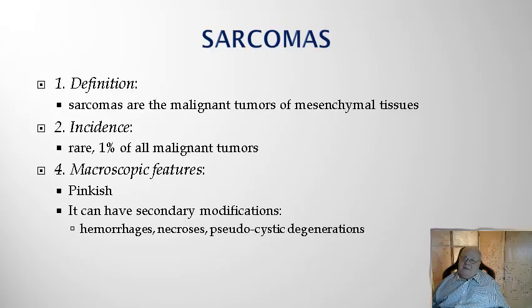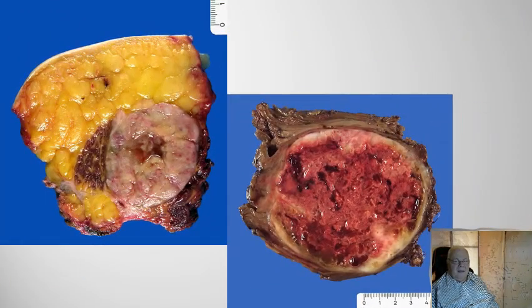About sarcomas, now a few general considerations. They are the malignant tumors of the soft tissue. As a group, they are very rare, fortunately, because otherwise they are extremely malignant. Pinkish in color, with secondary modifications like hemorrhages, necrosis, and pseudocystic degeneration in most situations. Here, for example, we have two images of liposarcomas. They are here in a muscle, so deeper than the superficial fascia, and here also in a muscle, deeper than the superficial fascia.